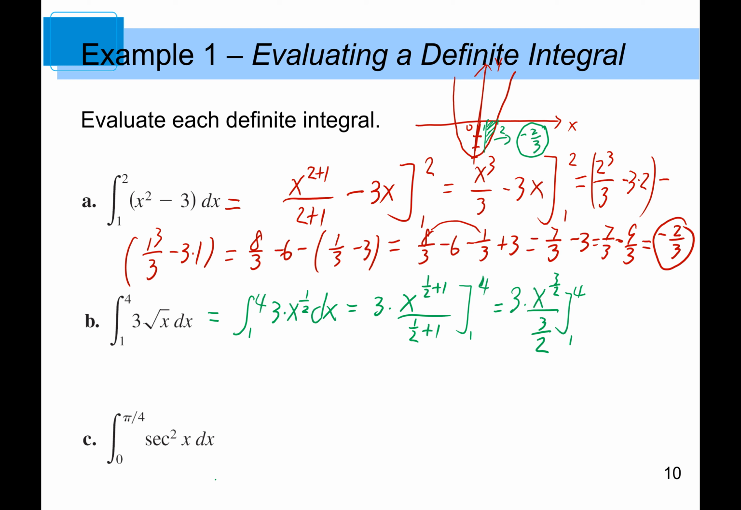Let's just turn this quotient into a multiplication. So we got 3 times 2 over 3, and cancel 3. We end up with 2x to the 3 over 2. So first of all, plug in 4, so you get 2 times 4 raised to the 3 over 2 power. And plug in 1.